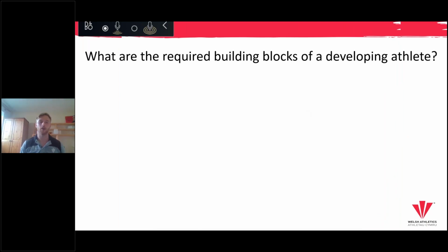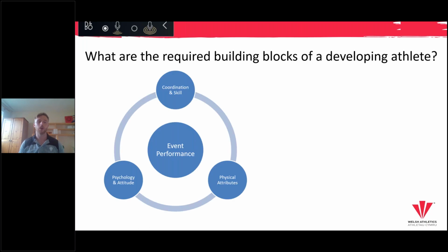So firstly, when thinking about putting any form of intervention together for an athlete, we first got to remember, well, what are the actual physical building blocks of a developing athlete? What makes a good athlete? So for myself, I like to break it down like this.